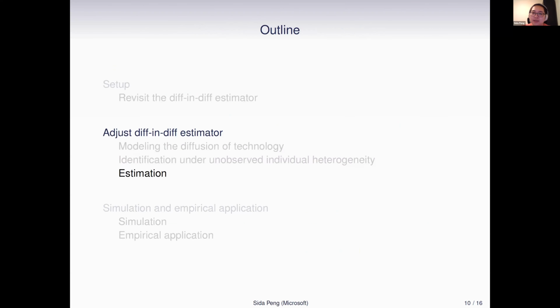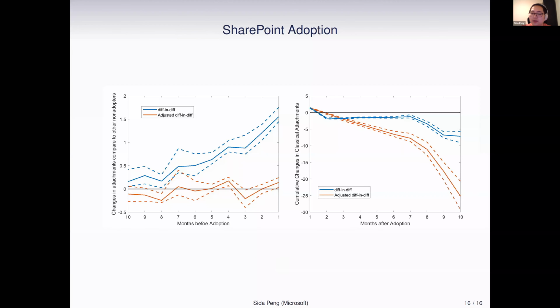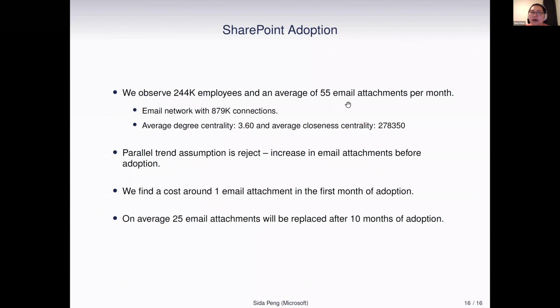You can read that from the last result here, right? So over here, on average people send 55 pieces of attachment. Our results show that even after 10 months, you only reduce the email attachment by 25 pieces. So that's basically saying that on average, even after you adopt for 10 months, you're still sending around 30 pieces of attachment.